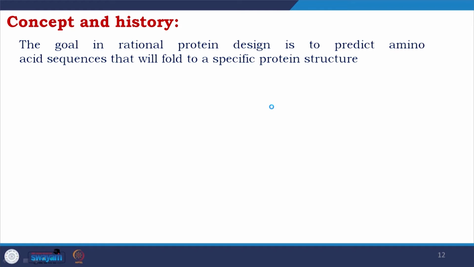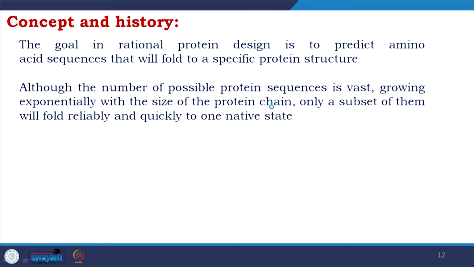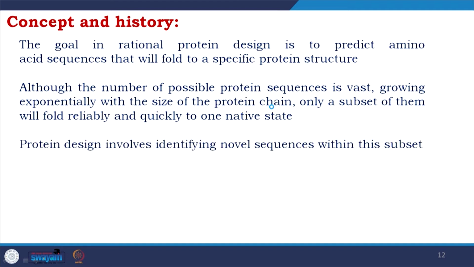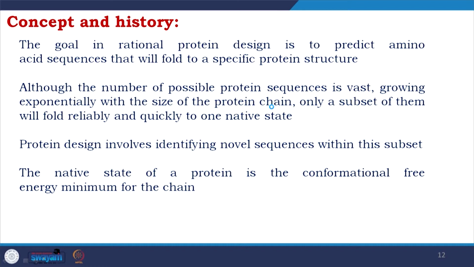Coming to the concept and history, the goal in rational protein designing is to predict amino acid sequences that will fold to a specific protein structure. Although the number of possible protein sequences is vast, as I told, growing exponentially with the size of the protein chain, only a subset of them will fold reliably and quickly to one native state. Protein designing involves identifying novel sequences within that subset. The native state of a protein is the conformational free energy minimum for the chain. Now you understand what I am talking about. I have explained this throughout.